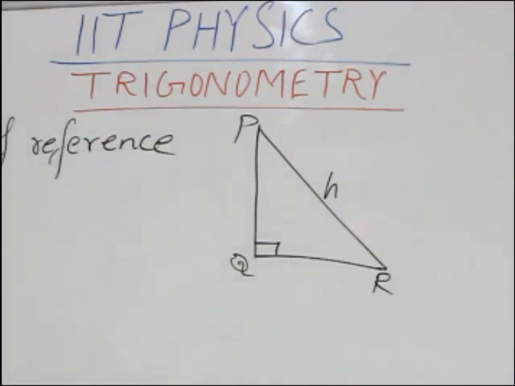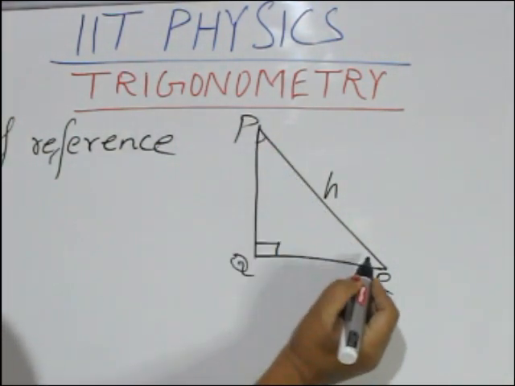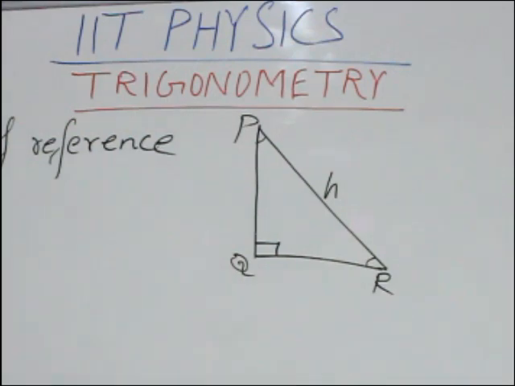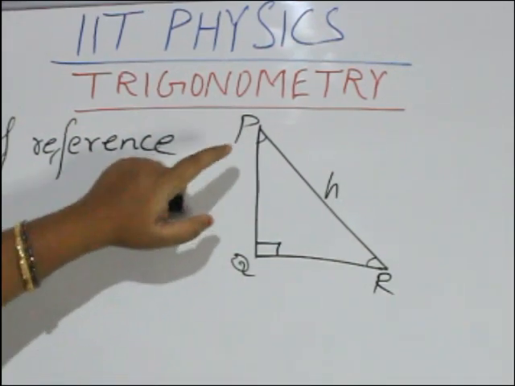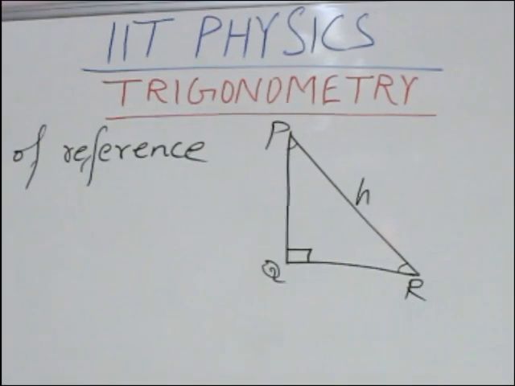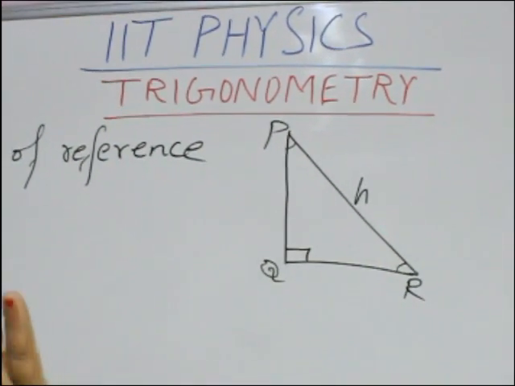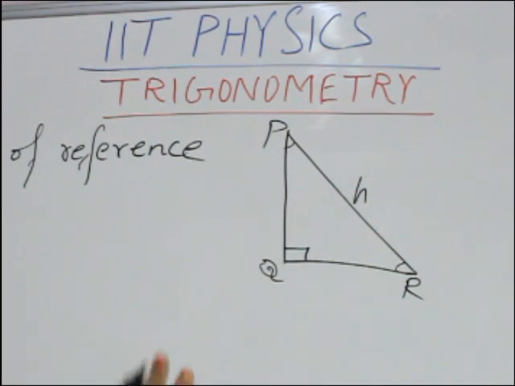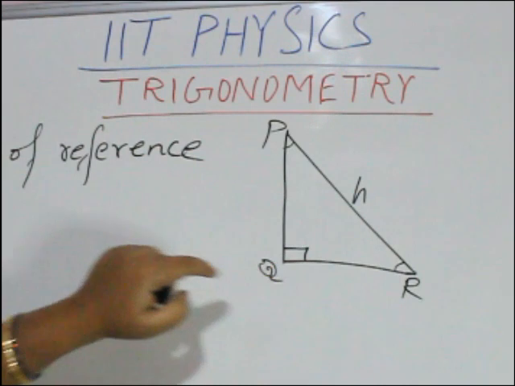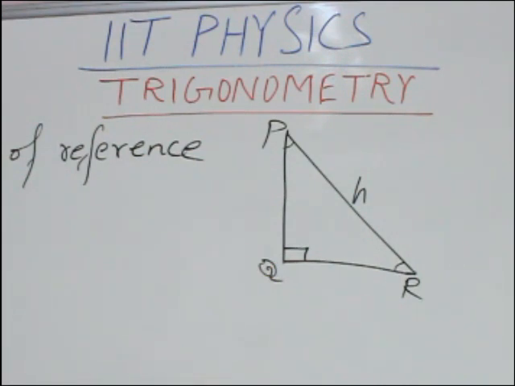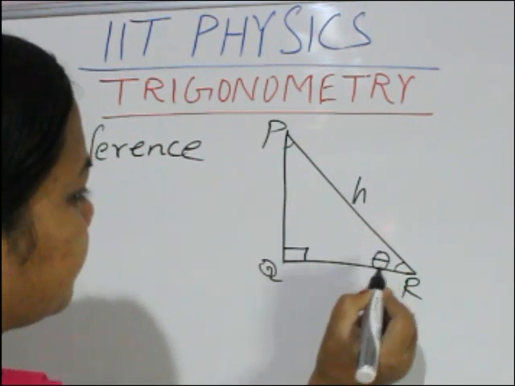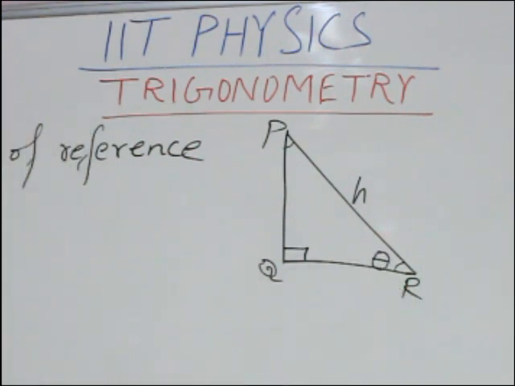Now, theta is the angle of reference, and the remaining two angles are what? Angle P and angle R. Sorry, angle Q is the right angle, and angle P and angle R are acute angles. Any one of these two is the angle of reference. So consider angle R as theta, the angle of reference.